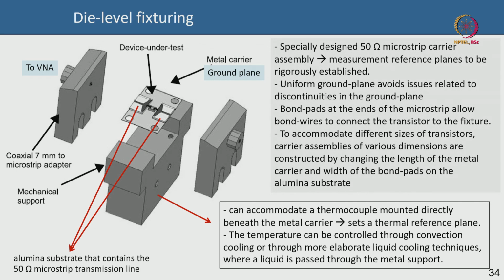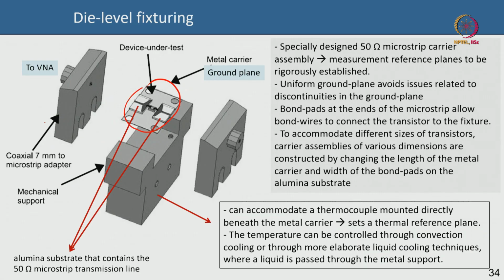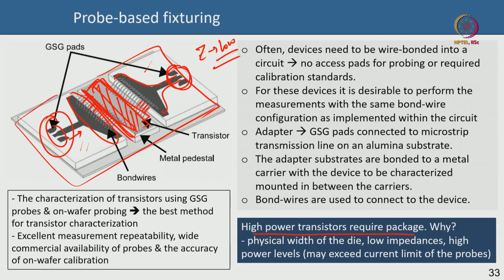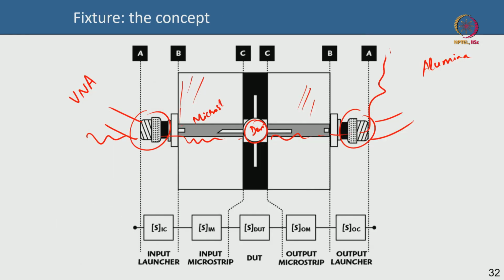So this for instance is the fixture. Can you see that this is a fixture, and here you may not have a GSG. In the earlier one you had a GSG, but here you do not have a GSG because you are not going to bring in the probe tips. In that particular configuration you are bringing the RF probe tips here, but in this configuration you are going to bring the connector, just like the image I showed.